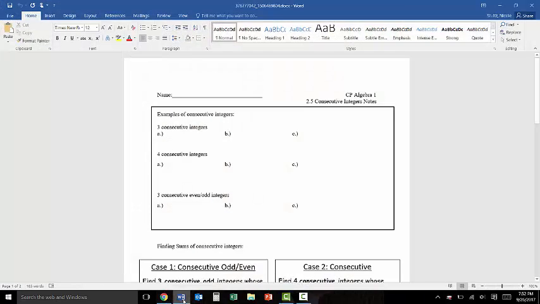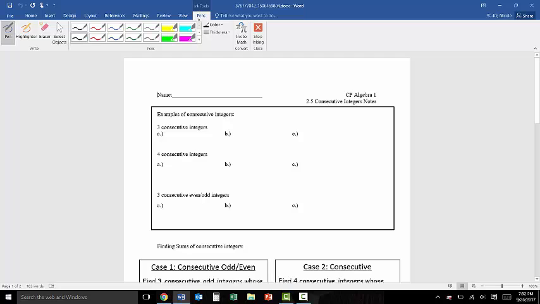Today we're going to learn about what we call consecutive integers. So this may be new to you guys from last year. Just to start off with what a consecutive integer is, they're numbers that are in order on the number line. So if you give me 3 consecutive numbers, you could have, for example, 4, 5, and 6.